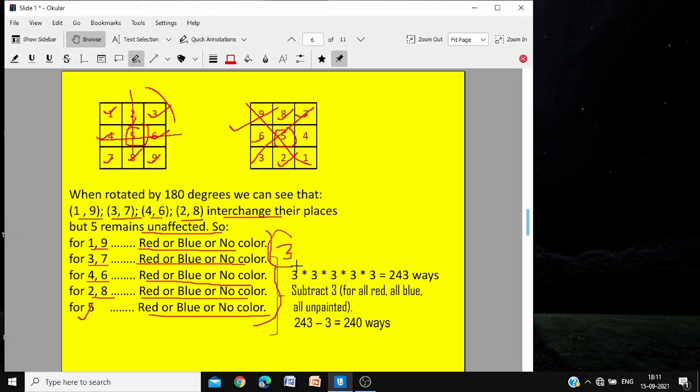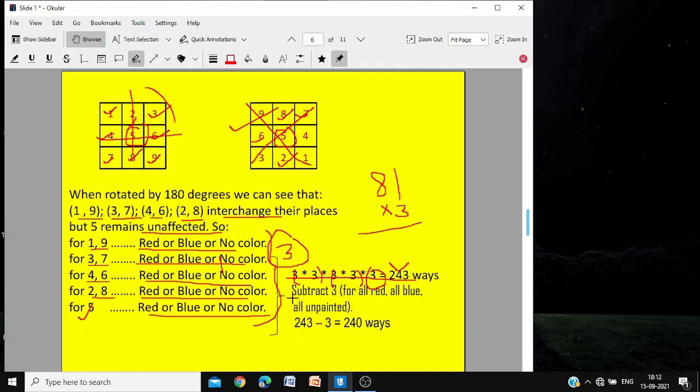And when you get 3 choices for each, this and this and this and this, it should be multiplication, and we multiply to get 243 ways. 3 into 3, 9. Again, 3 into 3 will give you 9. So 9 into 9, 81. And multiplied by 3, 81 into 3, that is 243. So you can multiply to get 243.